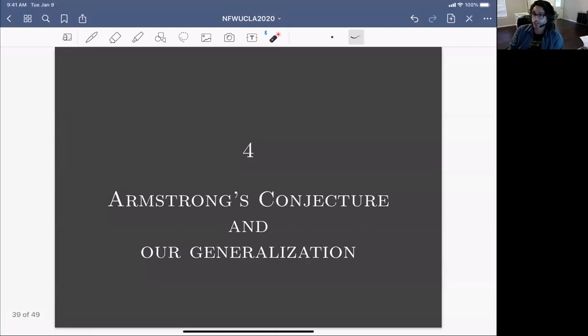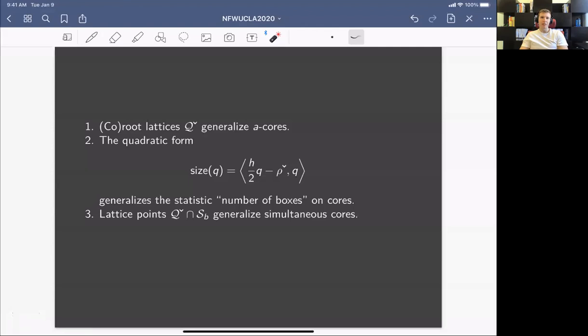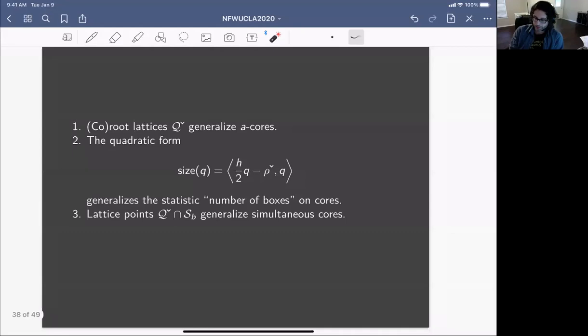Sorry. Could you say, in type A, you have A and B, right? Parameters. And here is B an integer and A is some... Yeah, A is going to be the Coxeter number. And B is going to be something that's relatively prime to the Coxeter number. Okay. Yep. All right, so that brings us to Armstrong's conjecture.